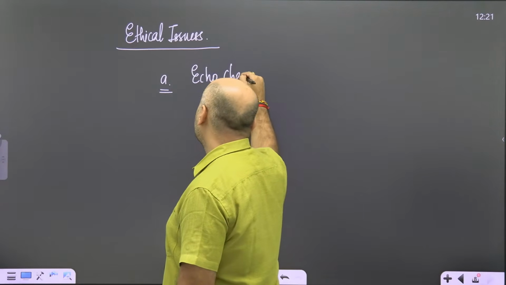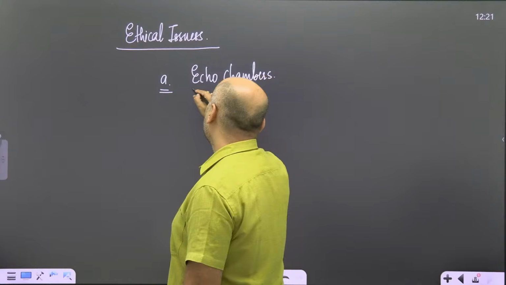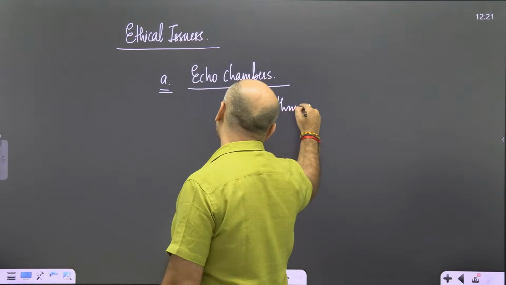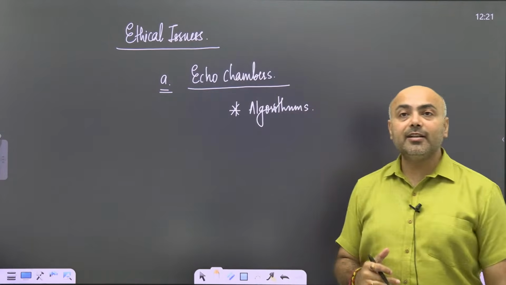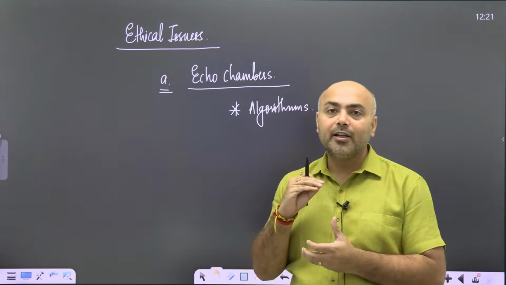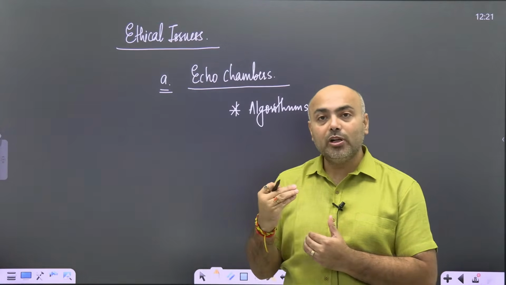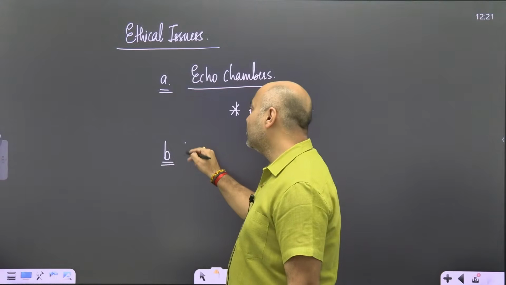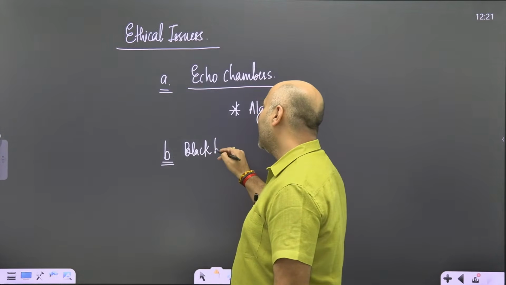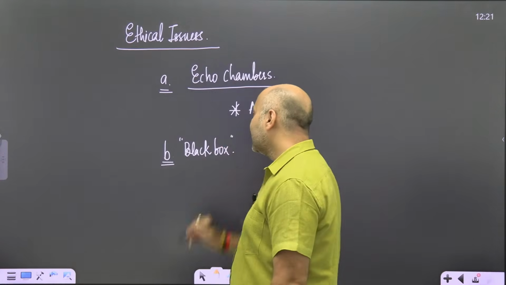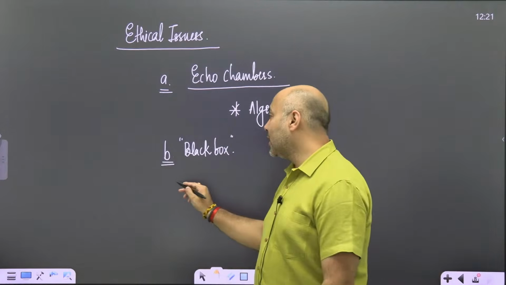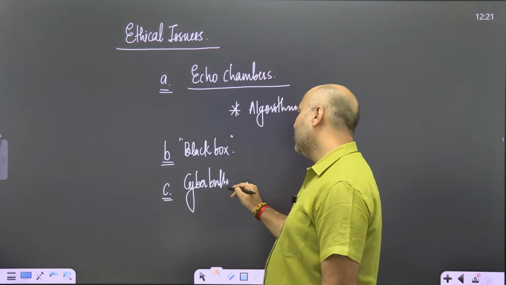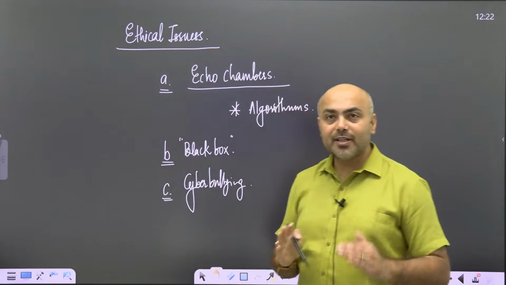It creates echo chambers. What creates echo chambers? Algorithms. The algorithms create echo chambers, because the same kind of content is repeatedly presented to us on our wall. So it creates that concept of echo chamber. Then there are issues related to it being a black box, something that I had mentioned earlier as well. You can write about cyber bullying, etc. Not a lot of points, just a few points.